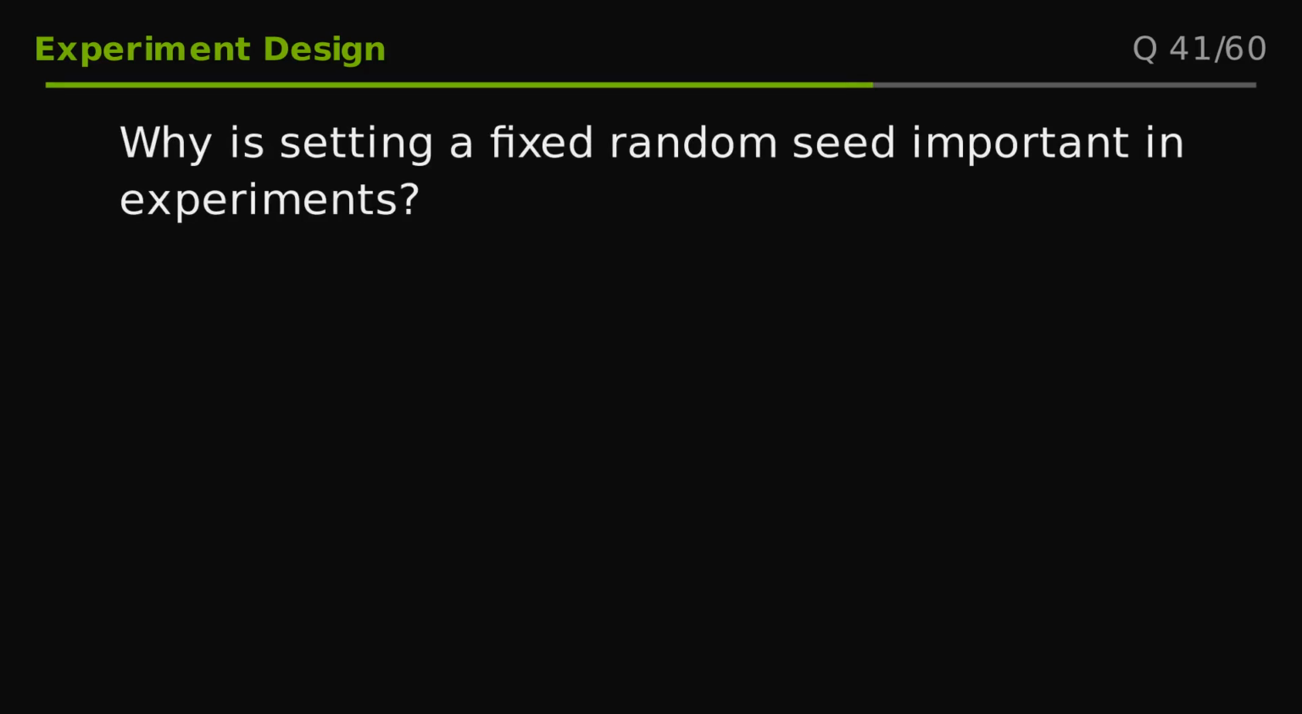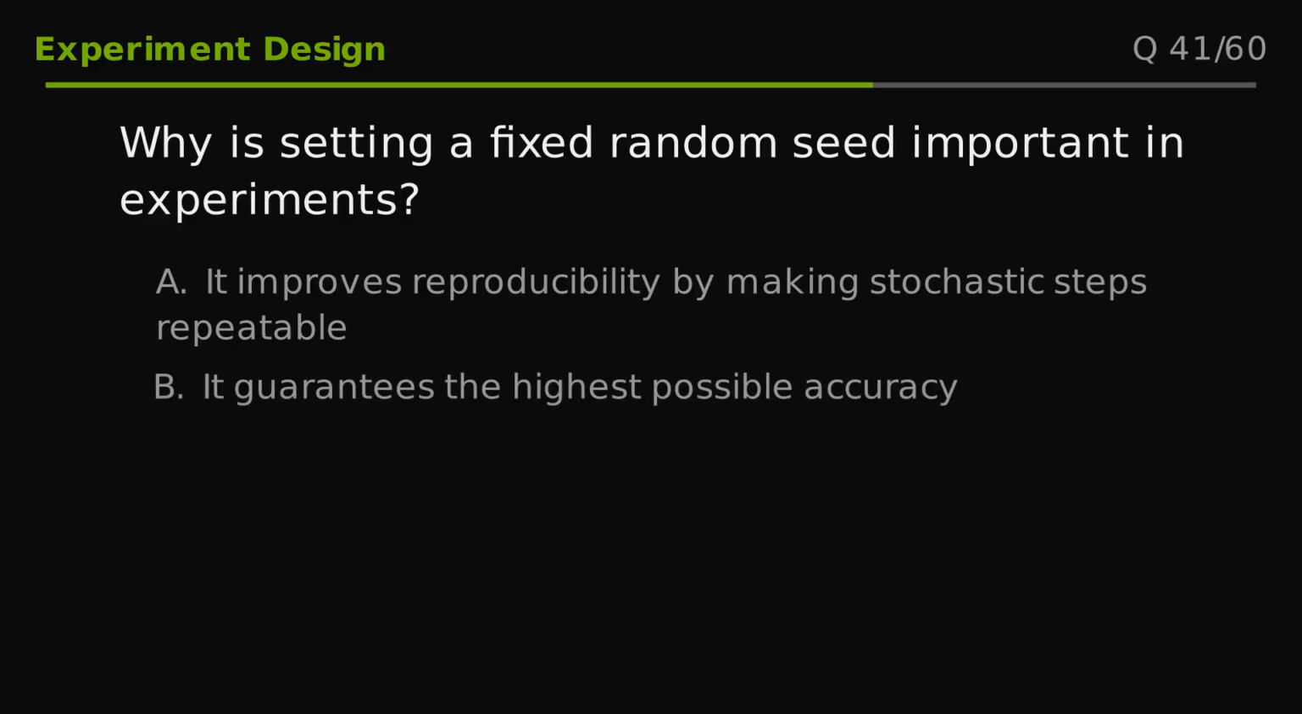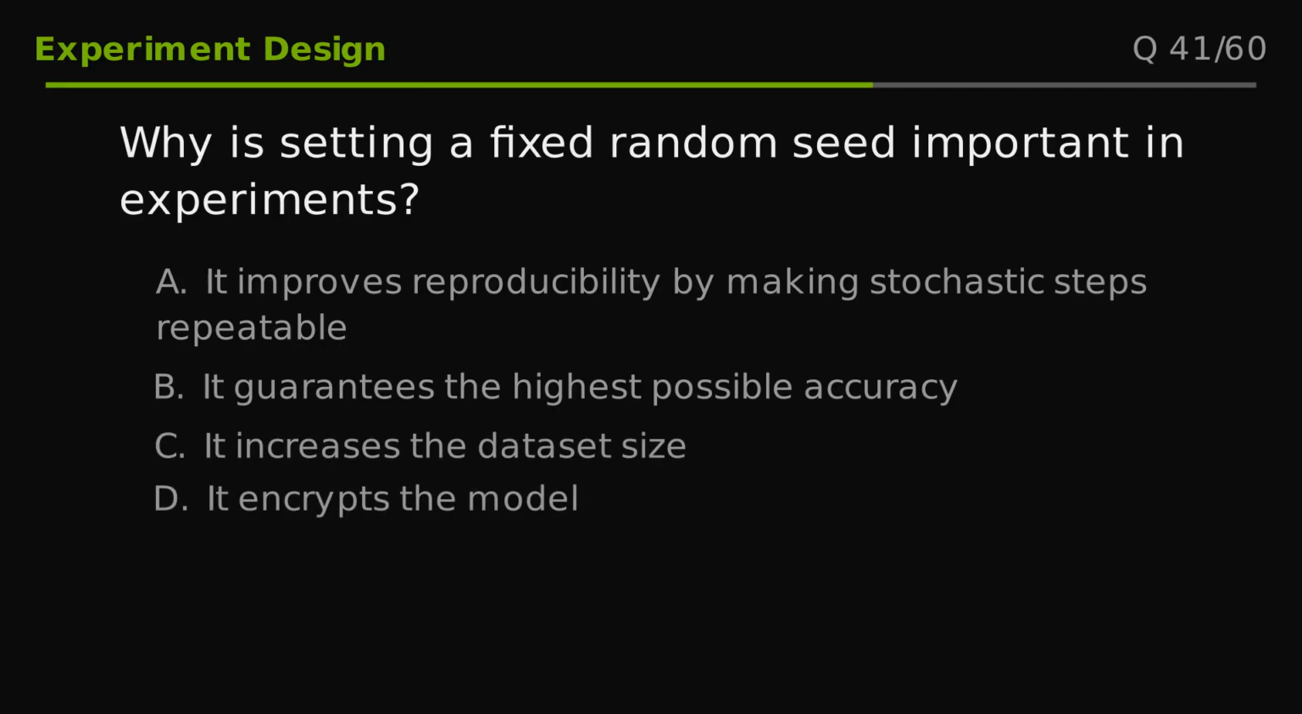Question 41. Why is setting a fixed random seed important in experiments? Option A. It improves reproducibility by making stochastic steps repeatable. Option B. It guarantees the highest possible accuracy. Option C. It increases the dataset size. Option D. It encrypts the model.